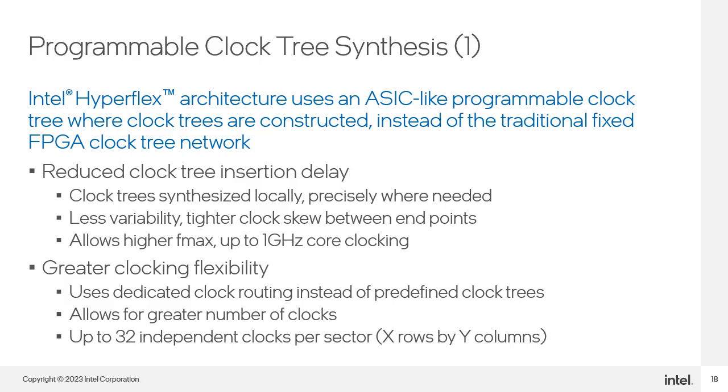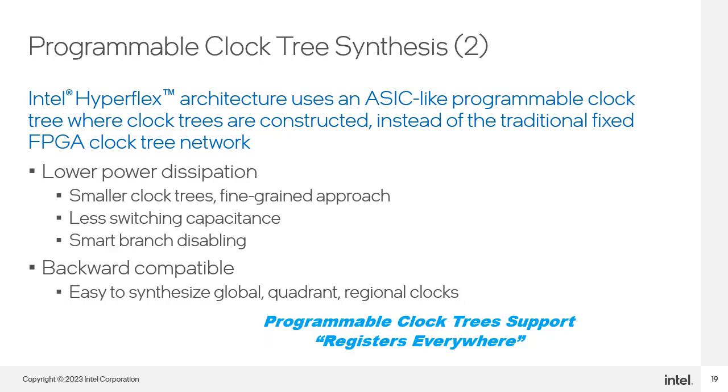Instead of a clock tree pre-built in silicon, the clock tree is more similar to the row and column resources in that there are dedicated clock routing segments throughout the device that can be stitched together to create a clock region. The result is that you can have a greater number of clock regions than before and up to 32 independent clocks in one section of the chip. Because the new clocking structure allows for smaller and more focused clock regions, you can have lower clock tree power dissipation due to less switching capacitance and branch disabling. I'll show an example of this in the next two slides.